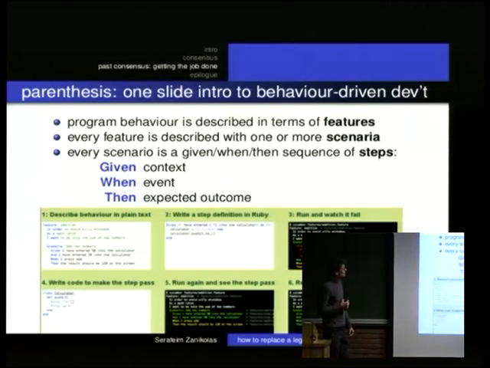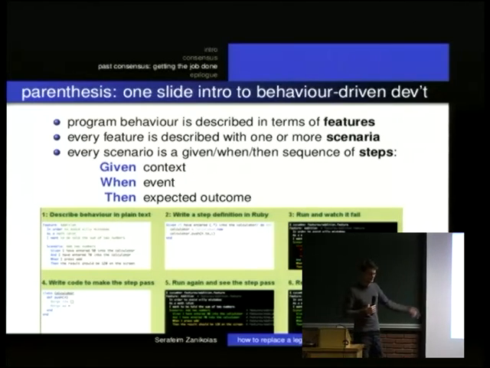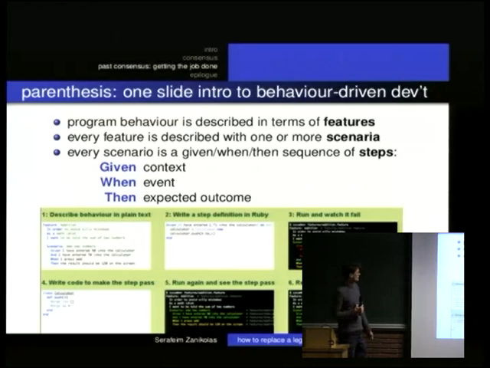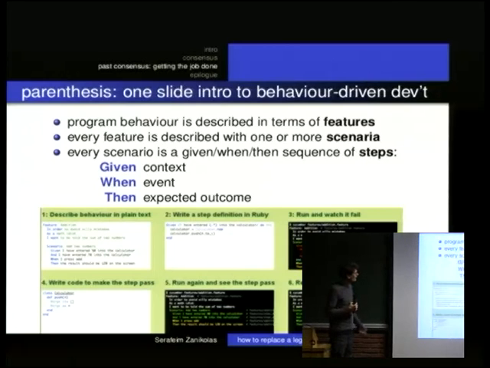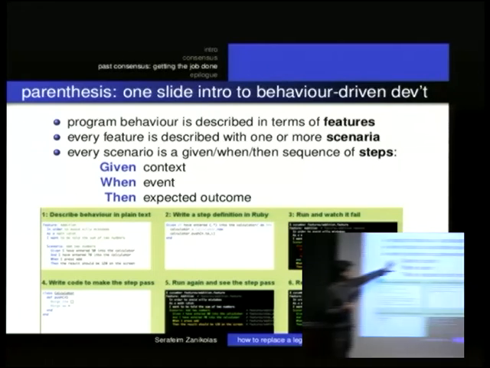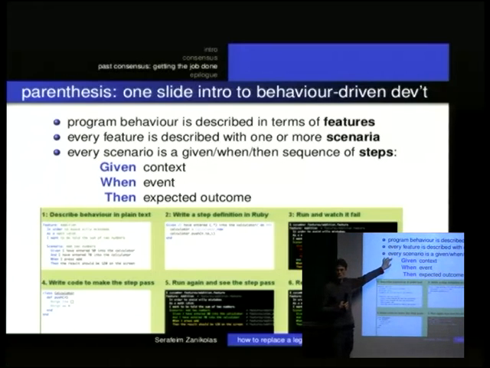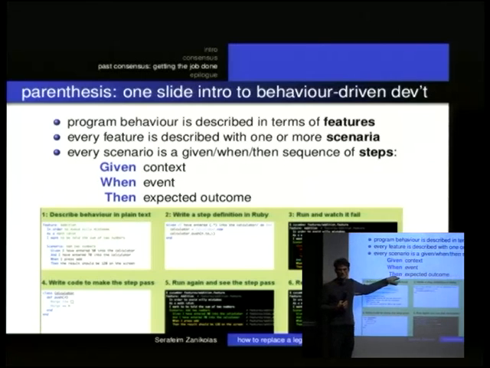Behavior-driven testing is a specific case of test-driven development. So you write the test before you write the code. And in behavior-driven testing, you describe program functionality in terms of features. And every specific use case of a feature is described in a scenario. And every scenario is described in terms of 3 steps: given, when, then. So given a specific set of conditions, a context, when a specific event happens, then this is the expected outcome.